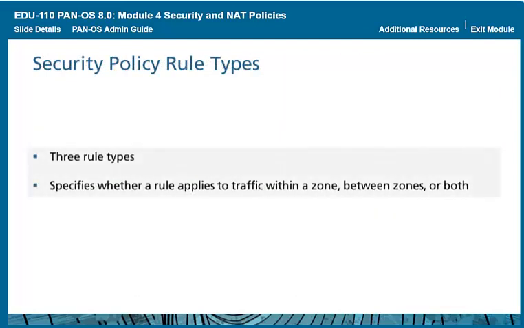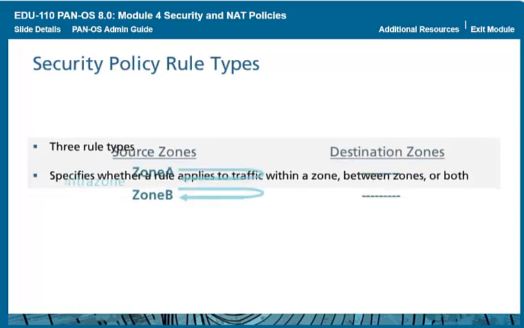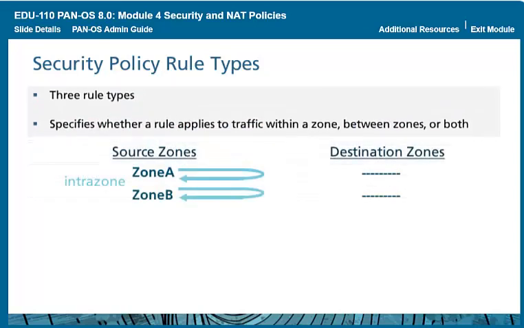You can define three types of rules in a security policy. Each rule type specifies whether a rule applies to traffic within a zone, between zones, or both. An intrazone rule applies to all matching traffic within the specified source zones. You cannot specify a destination zone for an intrazone rule. For example, if you set the source zones to Zone A and Zone B, the rule would apply to all traffic within Zone A and all traffic within Zone B, but not to traffic between Zone A and Zone B.